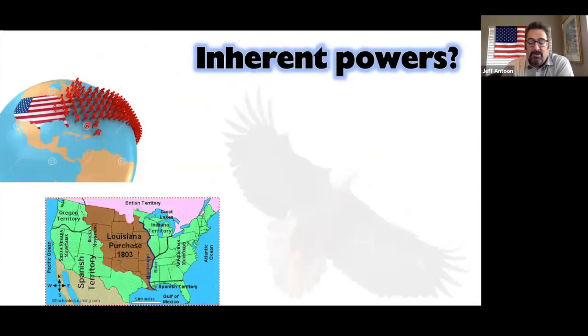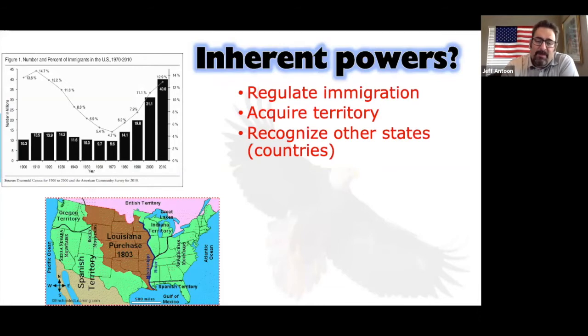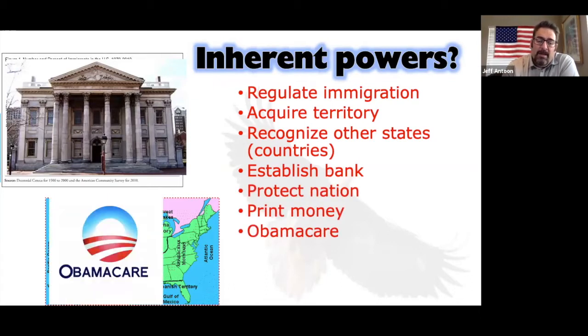So inherent powers are some other examples of it. Regulating immigration. Trump is tightening the regulations there. And you can see, again, it ebbs and flows based on the president. To acquire territory, like Thomas Jefferson did in 1803 when he bought the Louisiana Purchase. Again, for, I think, $15 million. It's worth way more than that. To recognize other states, inherent power. Establish a bank, inherent power. This came from the elastic clause as well. Protect the nation, print money, Obamacare. All these things are called inherent powers, guys.